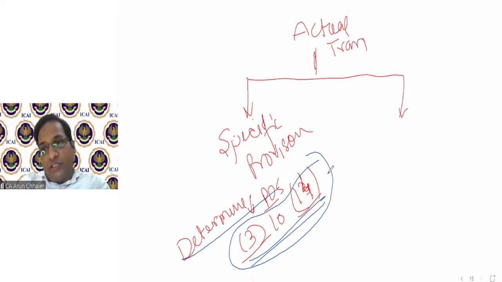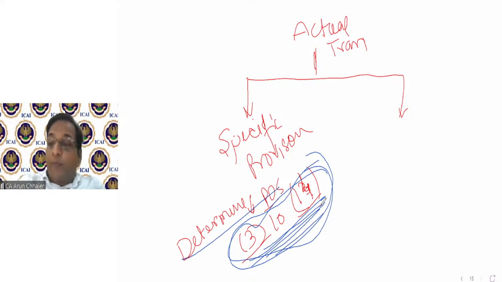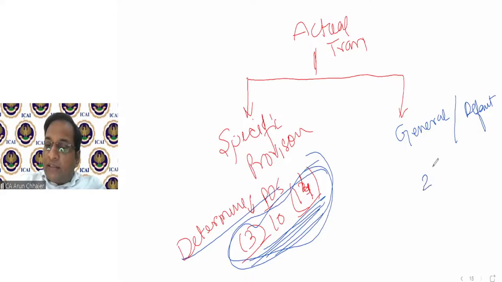But there might be a situation that your actual transaction is not covered in a specific one. Let's say we are talking about consultancy services taken from a chartered accountant. The CA filed my ITR, did the tax audit, and is raising the invoice. How to determine the place of supply? You will see that there is no specific provision for consultancy services. In that case, you will determine according to the general rule or default provision, which is covered in subsection 2.